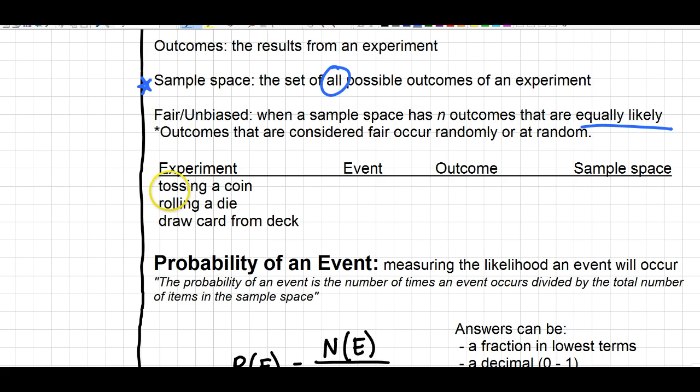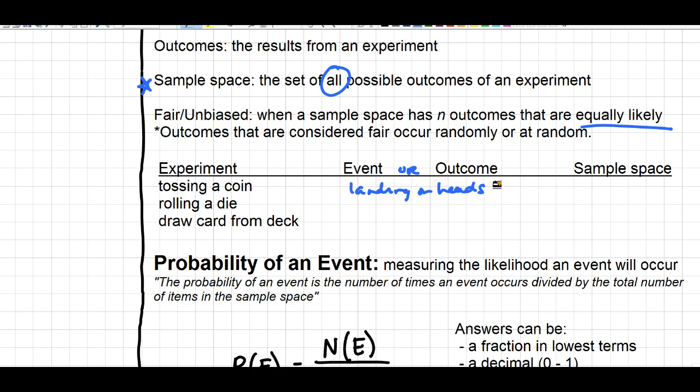So let's get into specifics about how you're going to create events or outcomes and how you would identify a sample space. Let's start with the nice, real easy one here. Tossing a coin. When you toss a coin, one of the events or the outcomes that you could get is, for example, landing on heads.